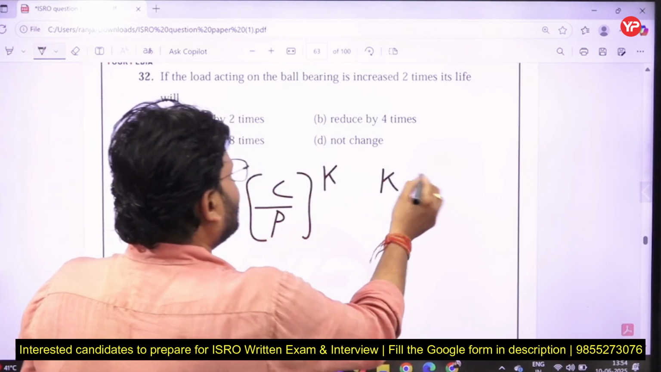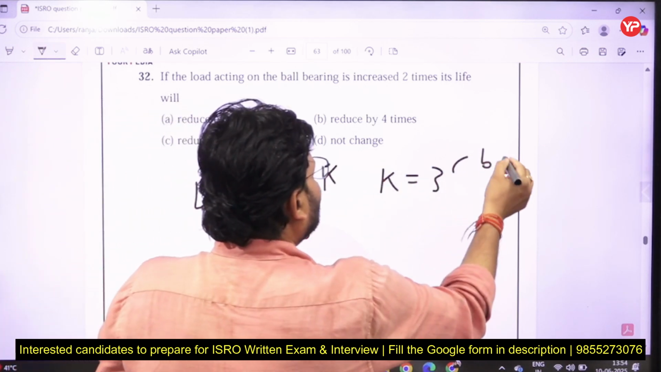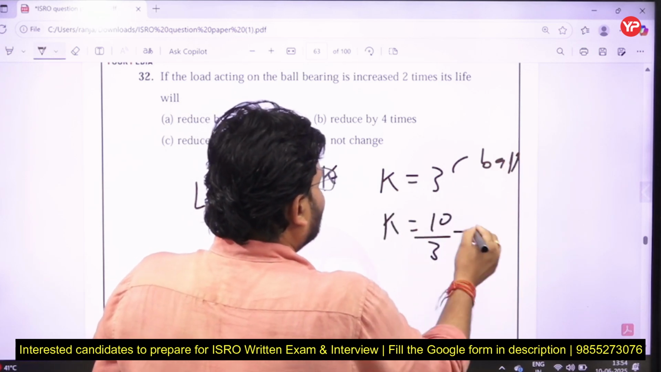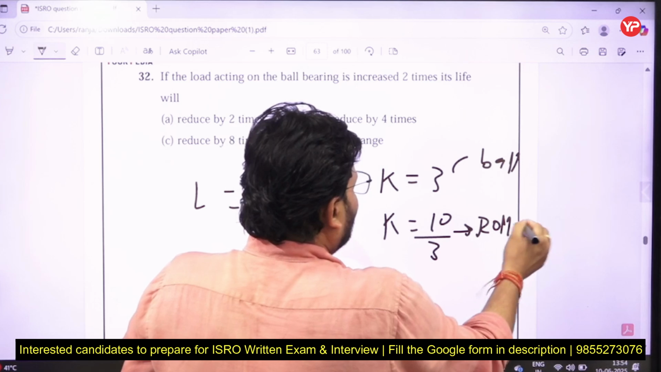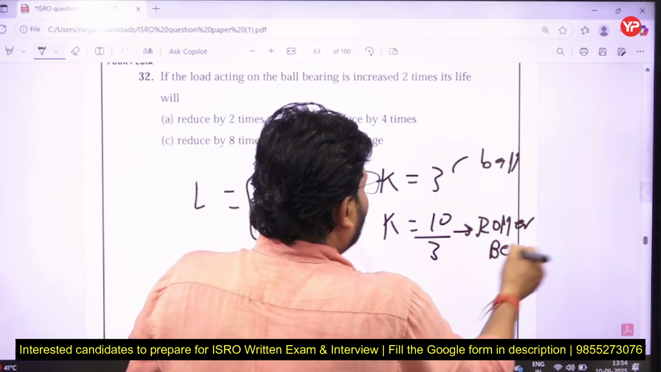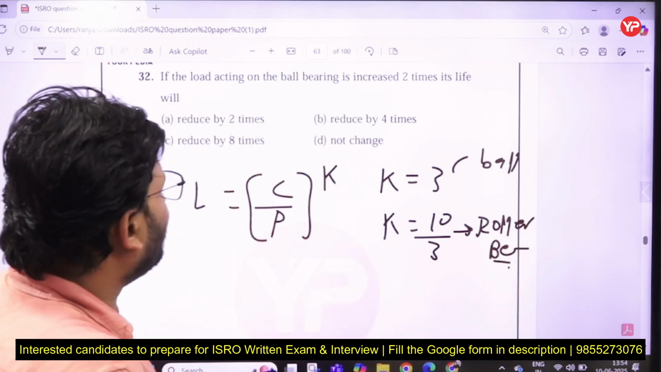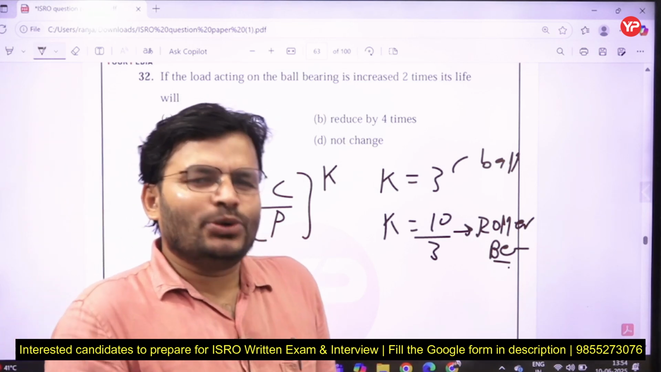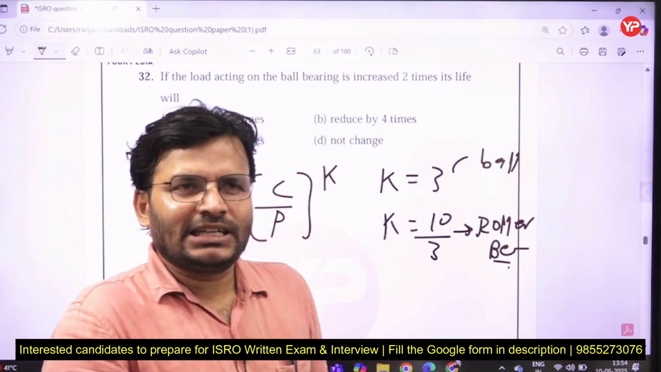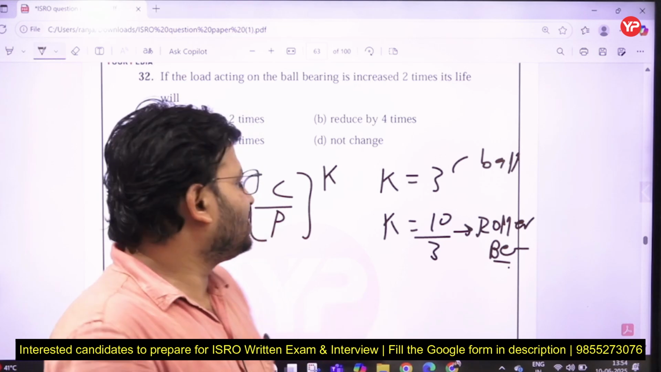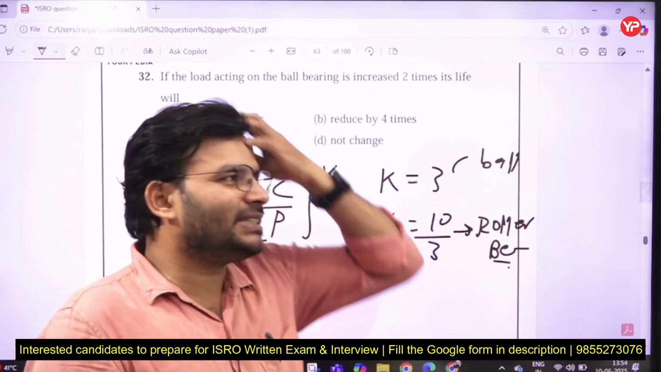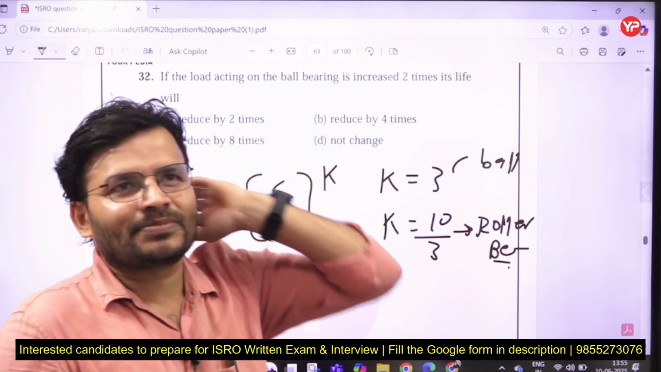K is equal to 3 for ball bearing, or k is equal to 10 upon 3 in case of roller bearing, right? So in the question, ball bearing is clearly mentioned. C is called the basic dynamic capacity, which is constant for a given bearing. If the bearing is not changed, C will not change, right? It will be constant for a given bearing. Dynamic basic load-carrying capacity, you can say.